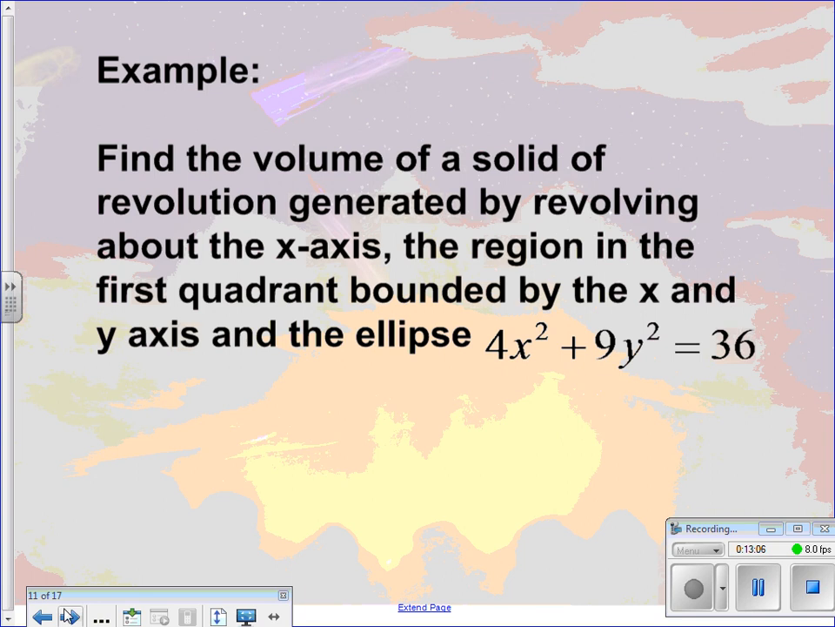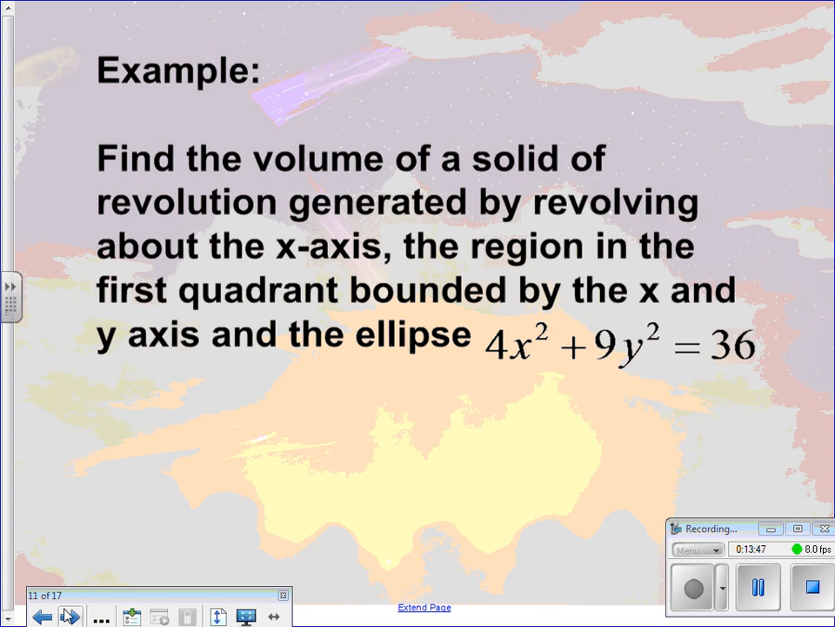Find the volume of a solid of revolution generated by revolving about the x-axis the region in the first quadrant bounded by the x and y-axis and the ellipse 4x squared plus 9y squared equals 36. So basically what you're doing is finding half of this, because it's the x-axis and part of an ellipse. Let's say you cut a football in half. Actually, I think one of your homework problems is finding the volume of a football. It's not an ellipse. It's an ellipsoid. It's not technically an ellipse.